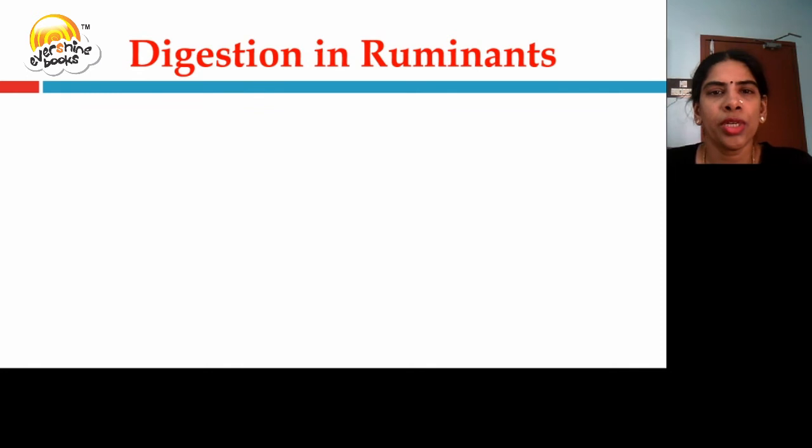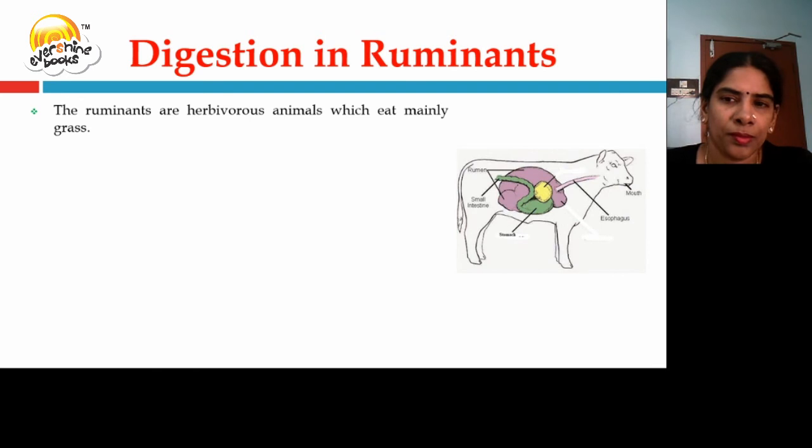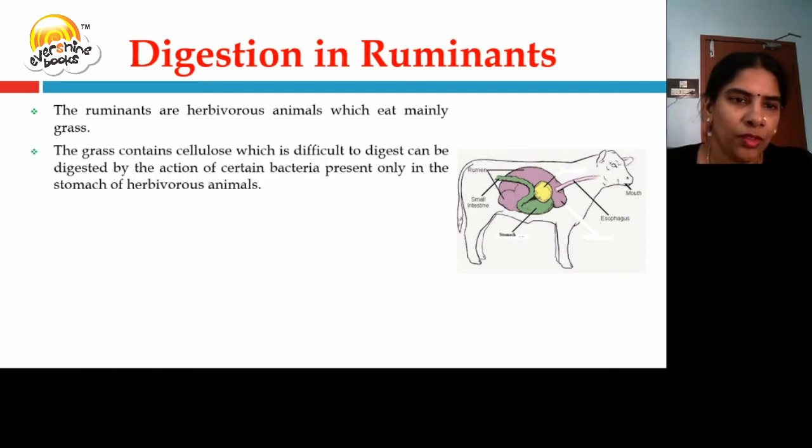Let us see how digestion takes place in ruminants. What is the meaning of ruminants? Ruminants are nothing but herbivorous animals, which eat only grass. We know that grass contains cellulose, which is difficult to digest and hence can be digested only by the action of certain bacteria present only in the stomach of the herbivorous animals.